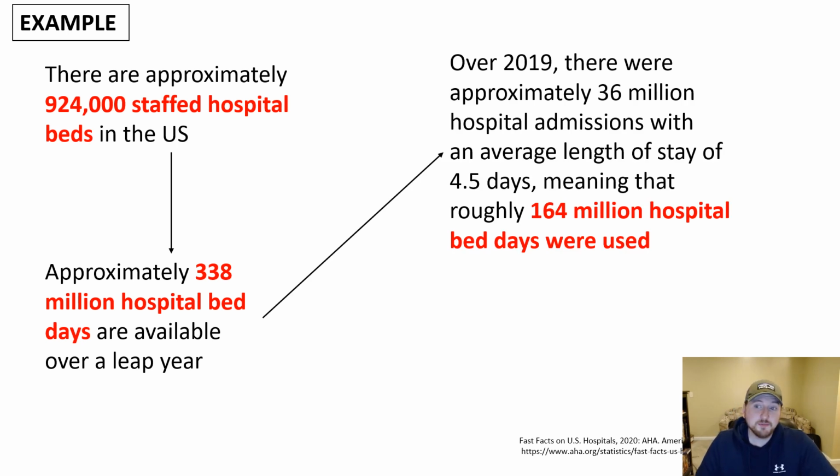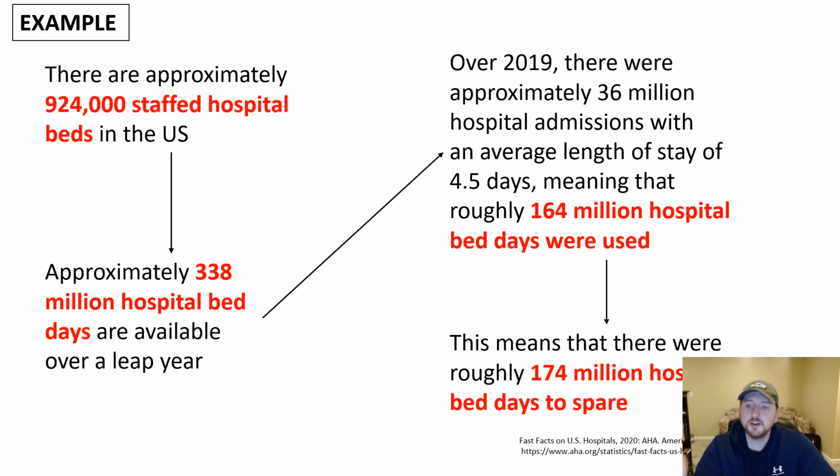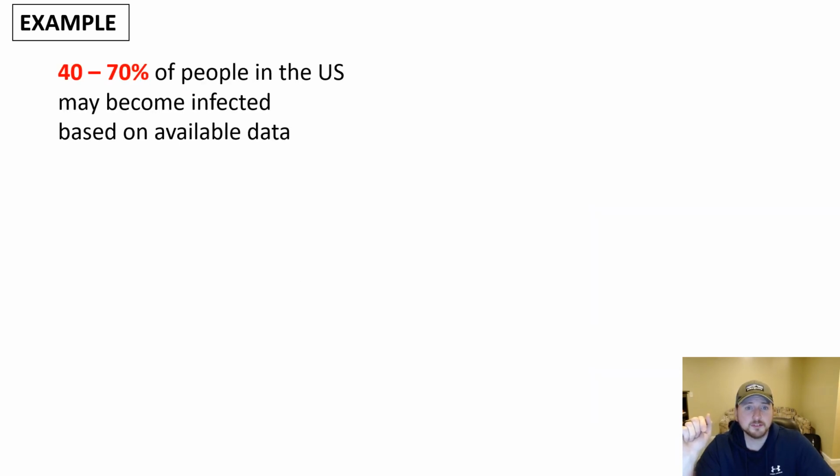So in 2019, we know that there were about 36 million hospital admissions, and the average time patients were in the hospital was about 4.5 days. So that means if we take some of that same logic, there were 164 million hospital bed days out of that total value, that 338 million hospital bed days that were available, that were actually used just last year. So we're using just a little bit more than 50% of our total capacity in the United States. So we had about 170 million hospital bed days to spare.